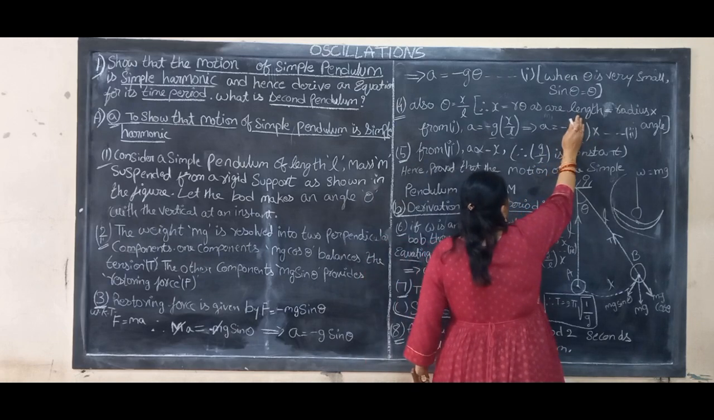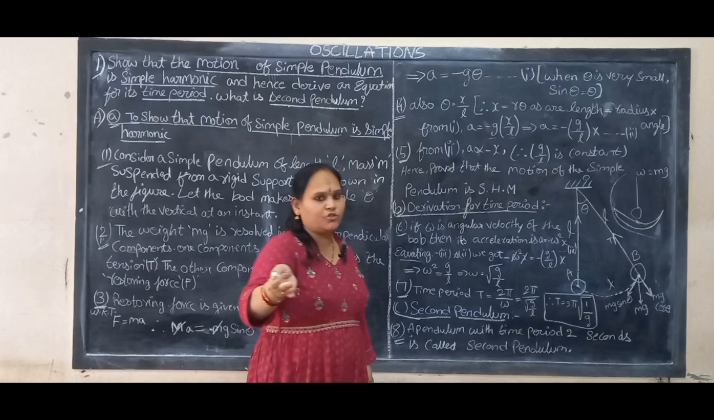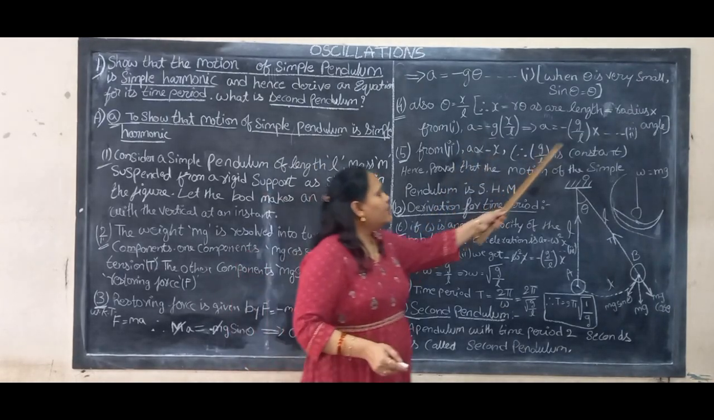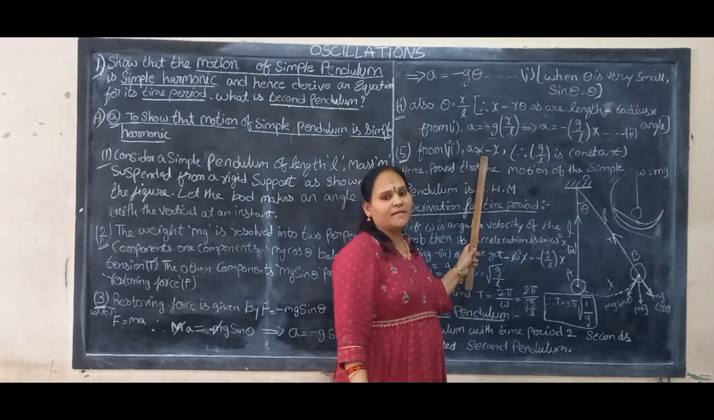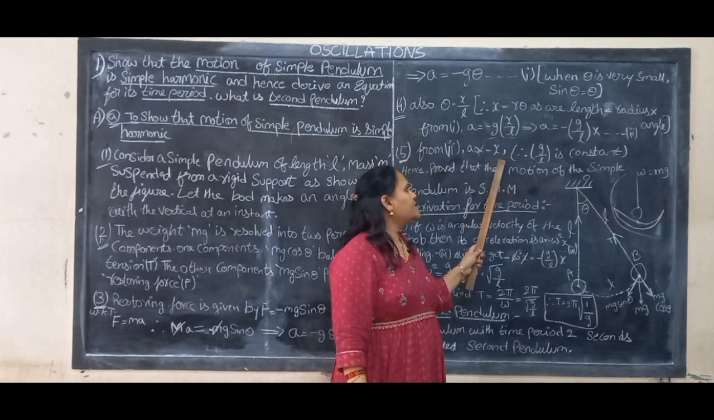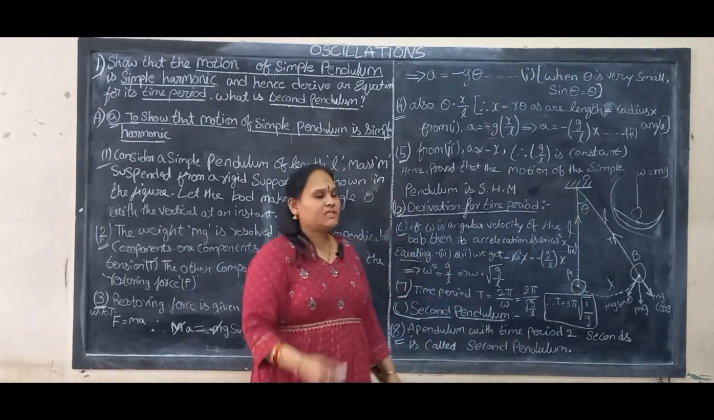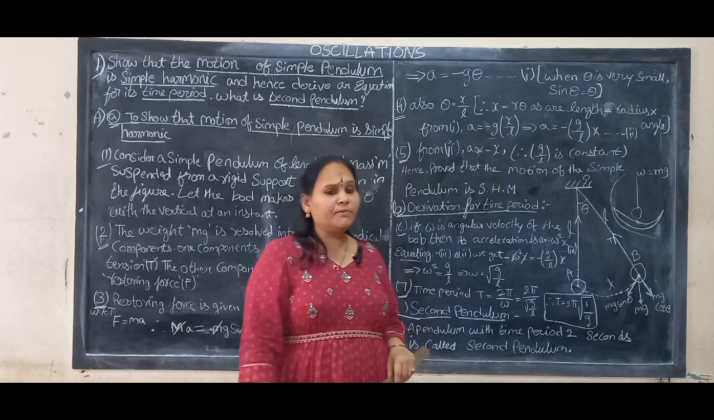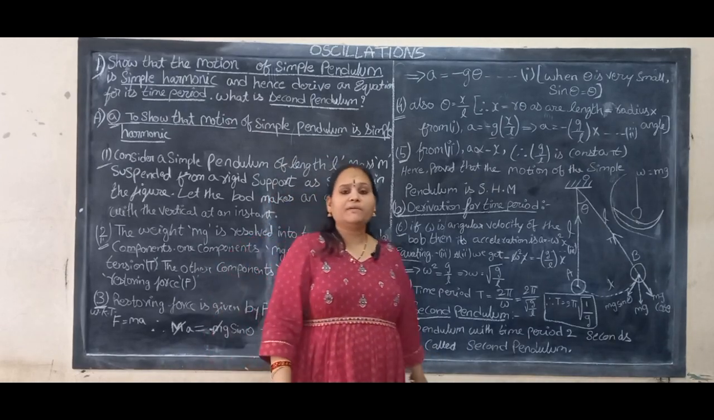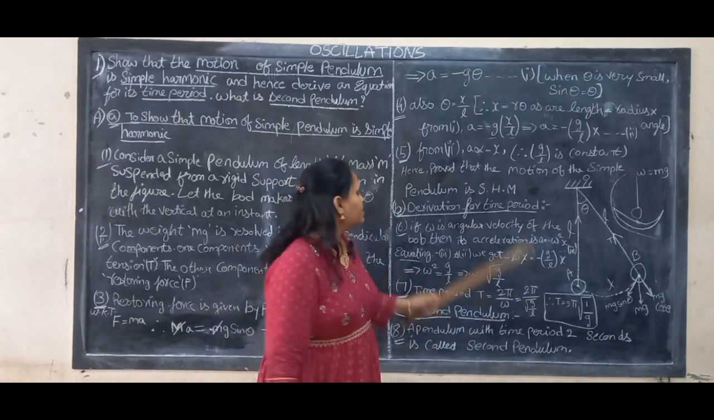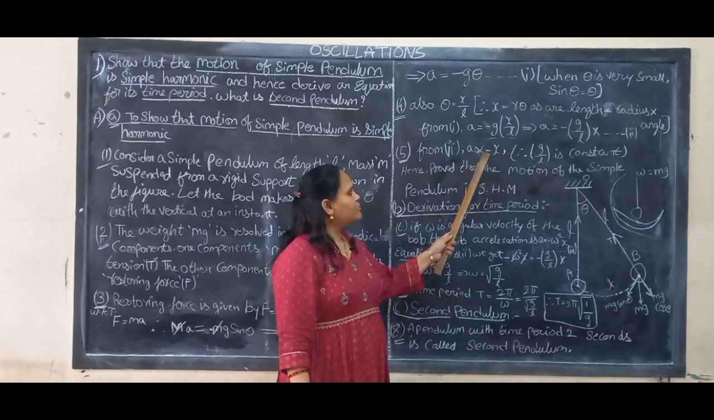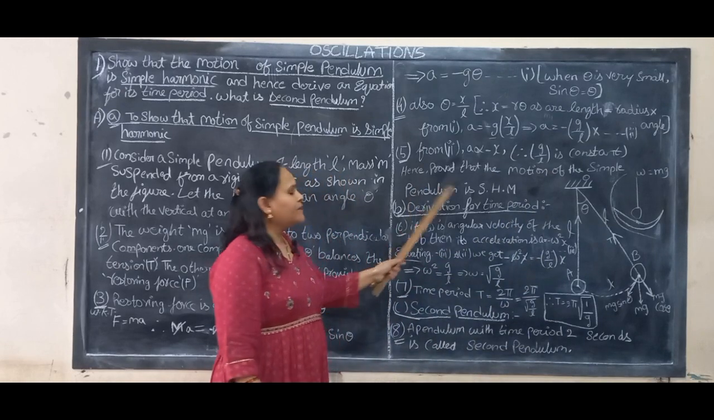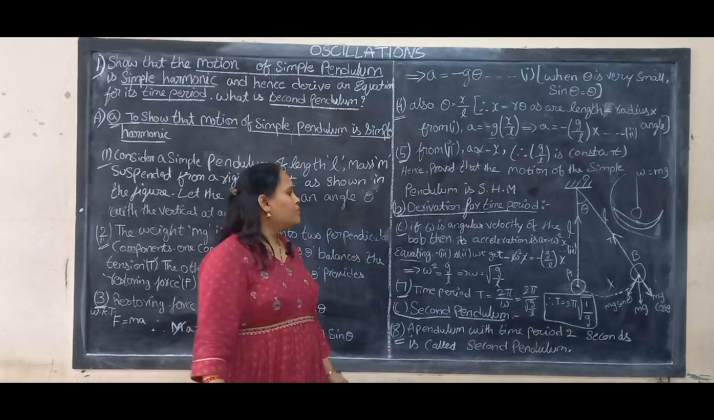So total a equals some constant into x. We can write it as a is proportional to minus x, replacing this constant, since g by L is a constant. What did I say at the start? The body executes simple harmonic motion, meaning the acceleration is proportional to the negative displacement. We proved that acceleration is proportional to negative displacement. Hence proved that the motion of the simple pendulum is simple harmonic motion.